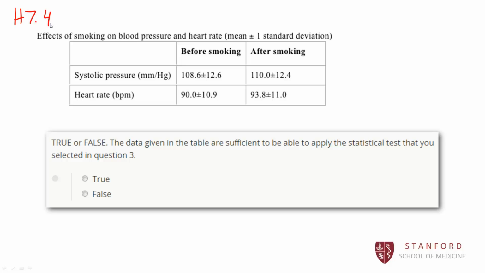The correct answer here is false. You actually cannot calculate the paired t-test here from the data given in the table. Why is that? Well, we're given the mean before smoking and the mean after smoking, but remember the paired t-test looks at the differences for individual women, and right now we don't know the difference values for individual women. We don't know how much each woman individually went up or down. We would need that information to be able to calculate the paired t-test.